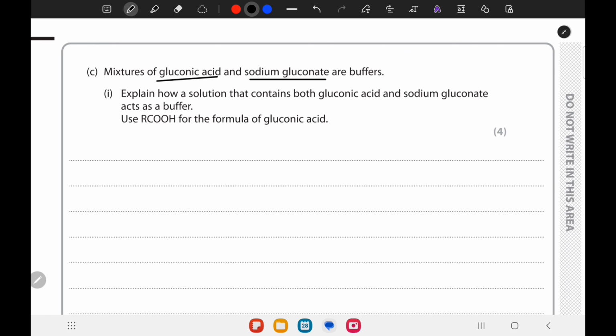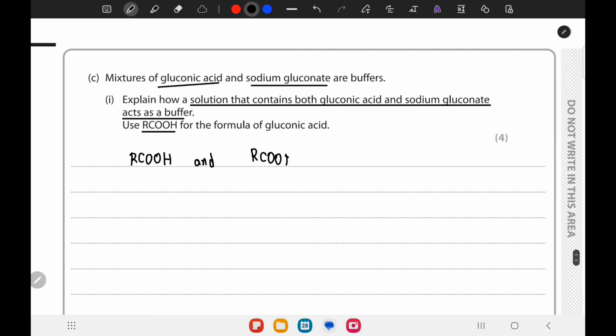Now in part C, we are given that mixtures of gluconic acid and sodium gluconate are buffers. We have to explain how a solution that contains both gluconic acid and sodium gluconate acts as a buffer. We have to use RCOOH for the formula of gluconic acid. Now, in this scenario, both gluconic acid and sodium gluconate, so RCOOH and RCOONa, are in large reserves.